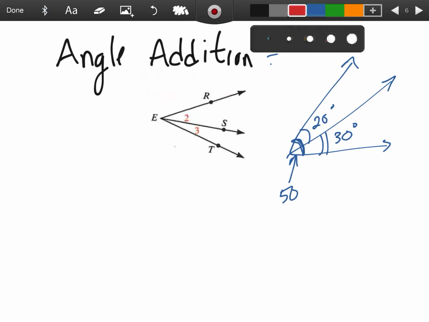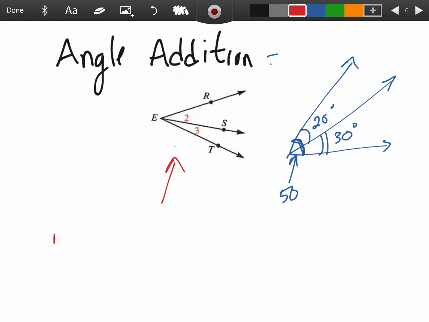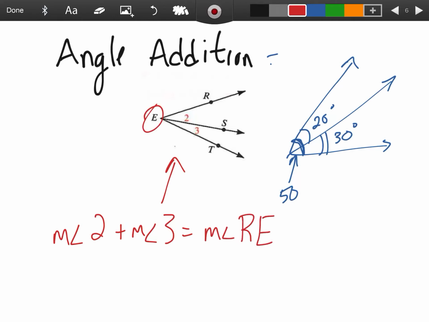So in the case of this drawing right here, we could say that measure of angle 2 plus measure of angle 3 has to be equal to the measure of, well, what angle do they make up? Remember, we can't just call it angle E. They make up the angle RET. So that's equal to the measure of angle RET.